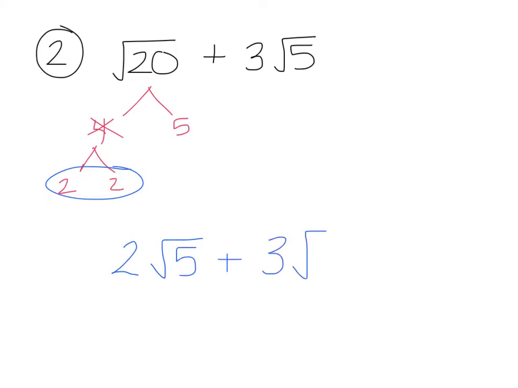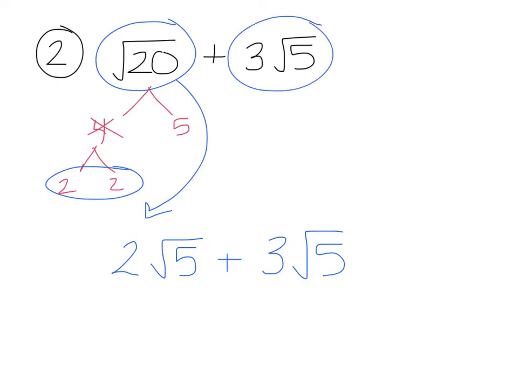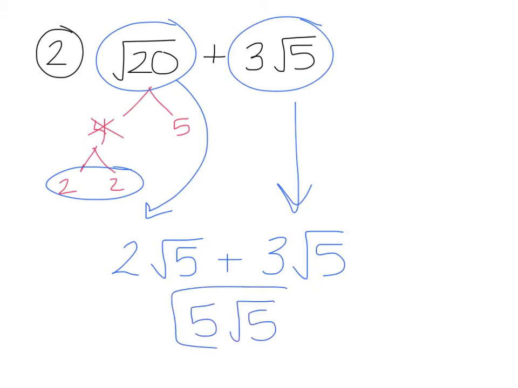plus 3 square root of 5. So all I did here was I broke the square root of 20 down into this right here, into 2 square root of 5, and I took the 3 square root of 5 and I just carried it down. Now it's just like the last problem. We have 2 square roots of 5, and a square root of 5, so we can add the numbers out front to get 5 square root of 5. Or in other words, just combine your like terms.